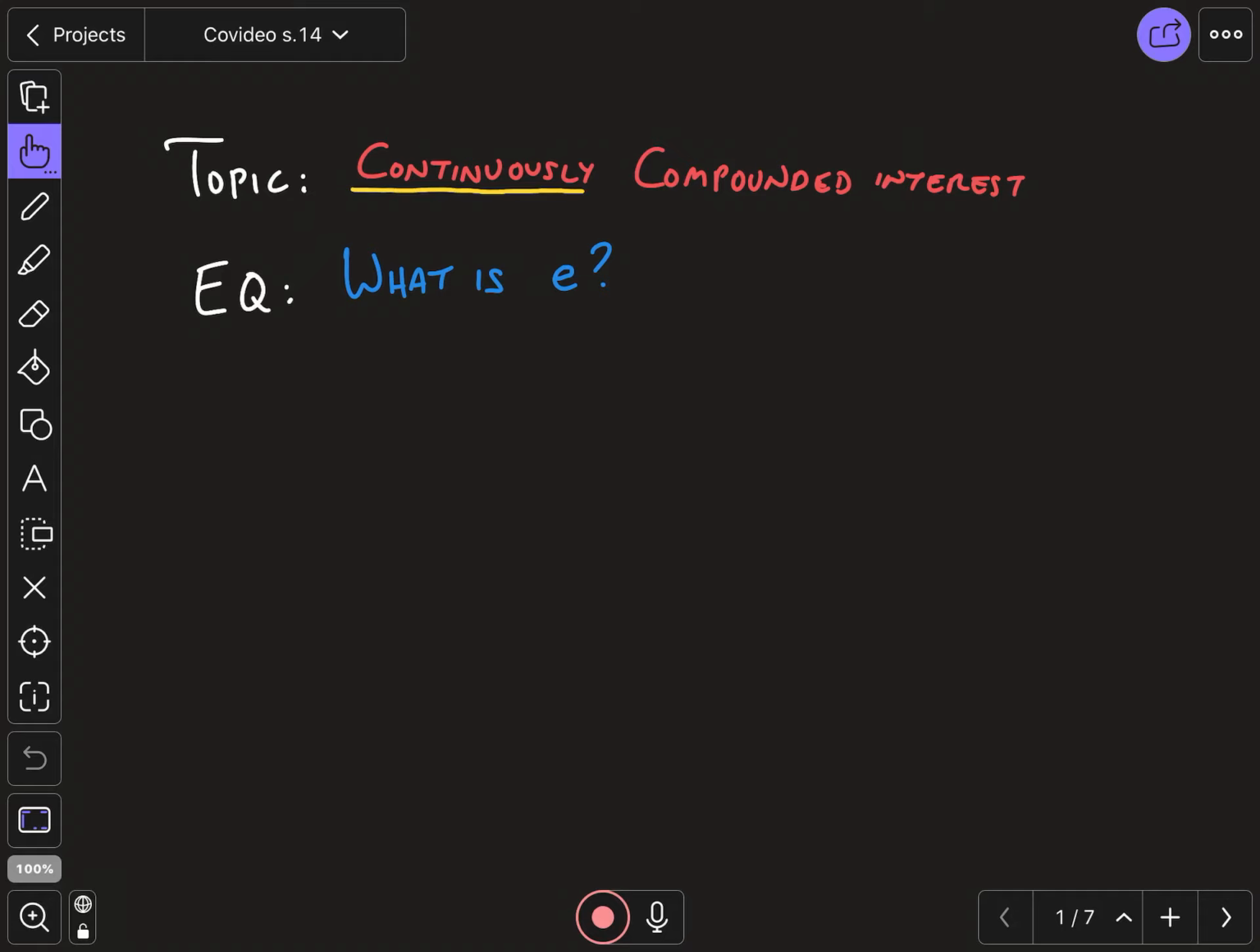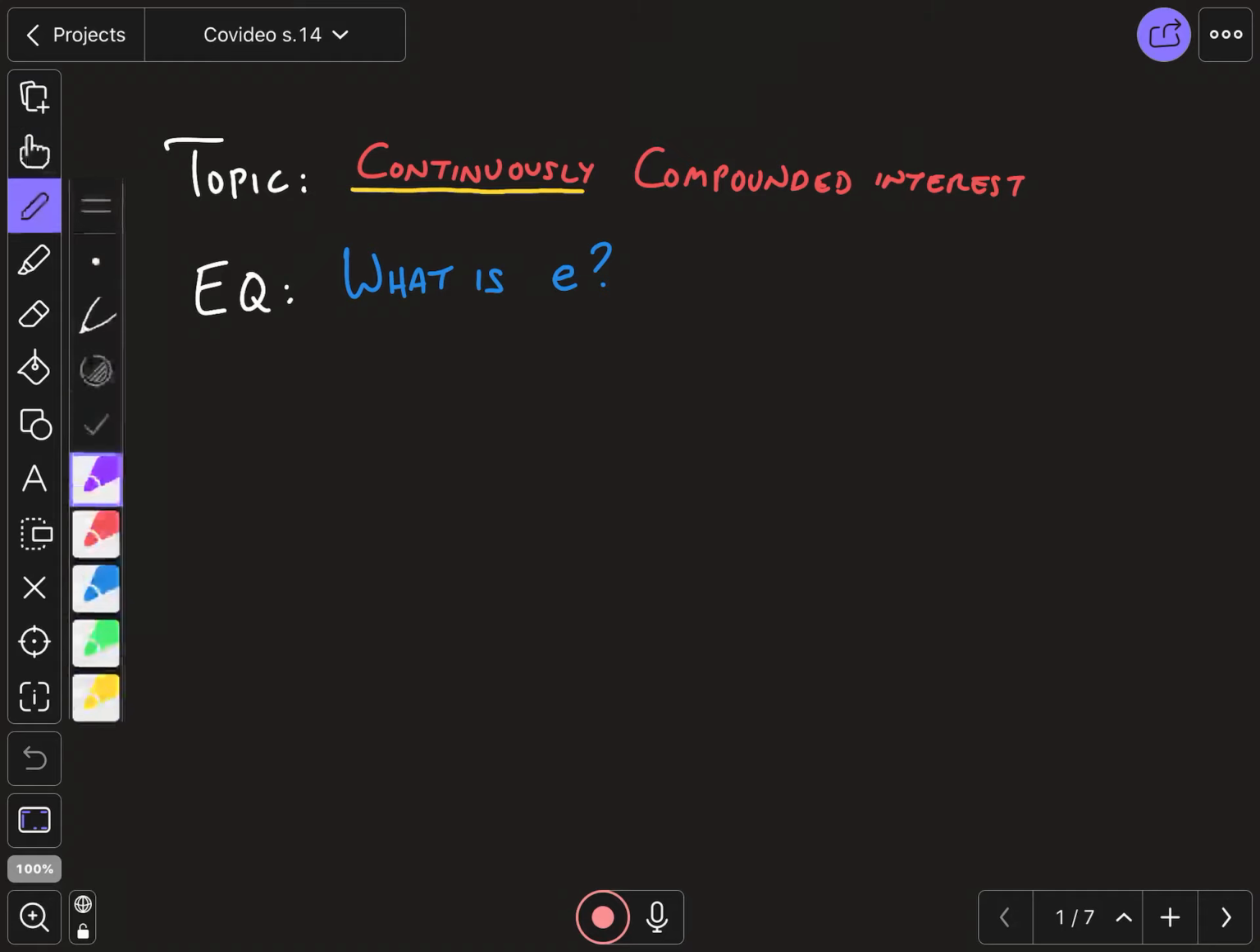So we're going to start off figuring out, basically where the last video left off, with that formula A equals P times (1 plus r over n) to the nt power, and use that to talk about what e was, remembering that P was the principal, so how much you invested, r was the rate you invested it at, n was the number of times per year that the interest was compounded, and then t was how long that was going on for.